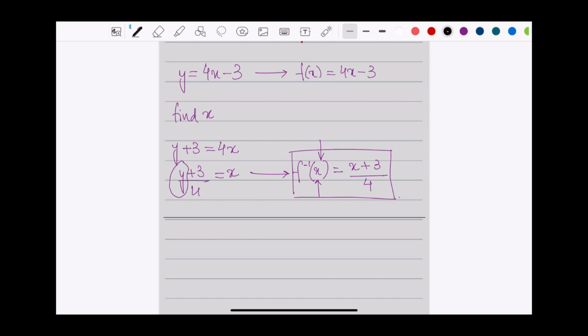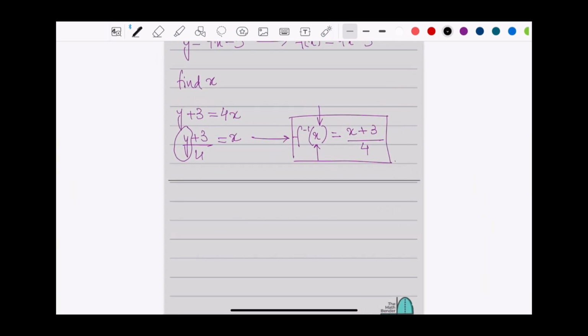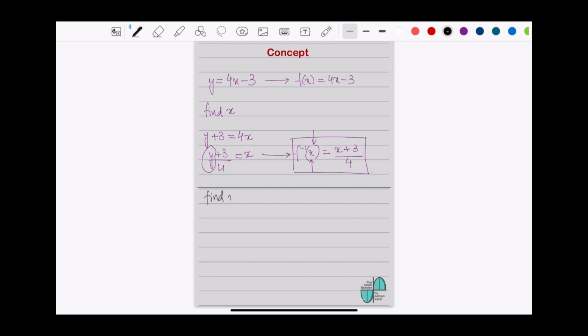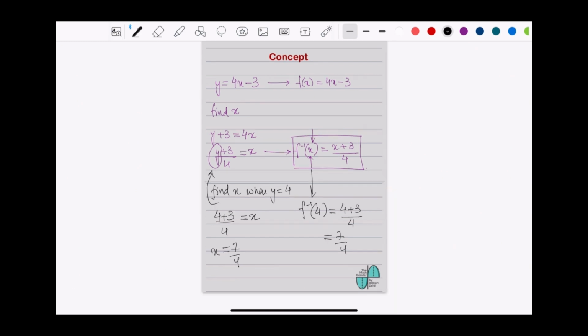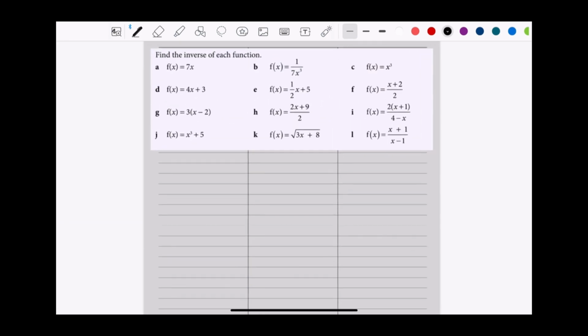But if I say find x when y is equal to 4, then in the same equation, write 4 plus 3 over 4, which is going to be x, which is 7 over 4. If I interpret the same thing, I'll write f inverse of 4. Same answer.